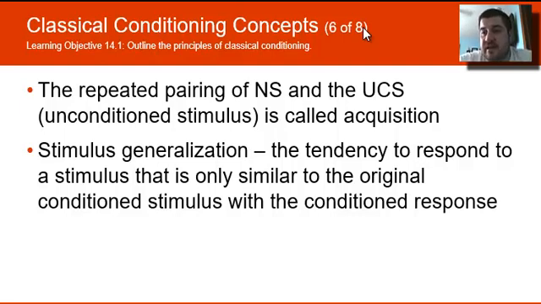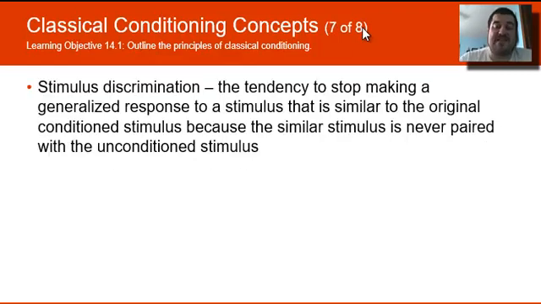So would the dogs respond to any type of food? Would it only respond to dog food? Would it respond the same way to cat food? These are all ways in which we can find out whether or not the stimulus is generalized. Stimulus discrimination in this case is basically what would it not respond to. The tendency to stop making a generalized response to a stimulus that is similar to the original conditioned stimulus, because the similar stimulus is never paired with the unconditioned stimulus.